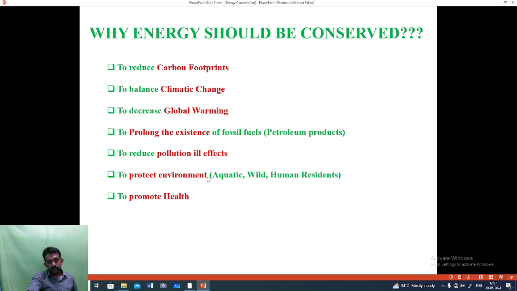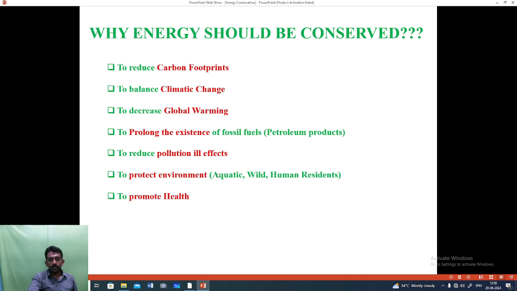So this acid rain will enter into the rivers and damage the aquatic life, and when this aquatic life is damaged, it destroys the entire ecosystem of aquatic systems, and thereby the wildlife energy is disturbed, and thereby human residence is being disturbed, as it is a common food chain. So everyone is being ill affected by the effects of this non-energy conservation process.